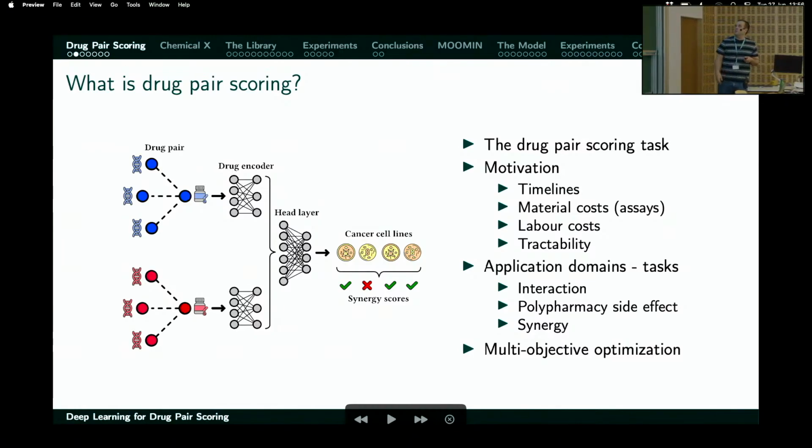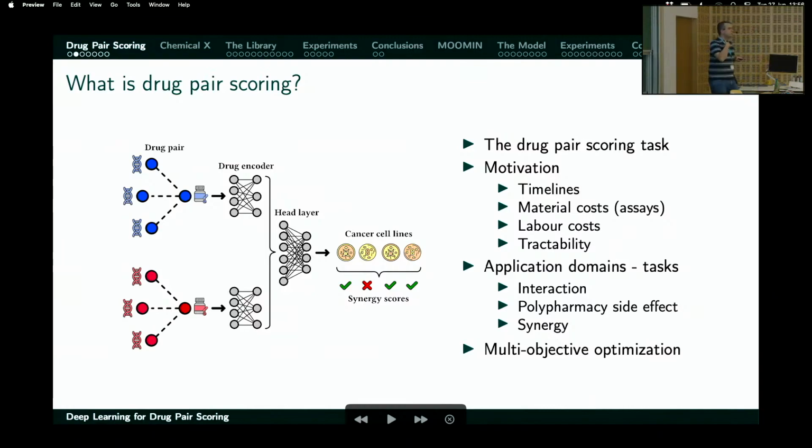And finally, there is synergy, where we take 2 compounds and observe whether there is a superadditive effect for killing cancer cell lines, or a subadditive effect. A superadditive effect is synergy, and that is particularly the thing that we are interested in.